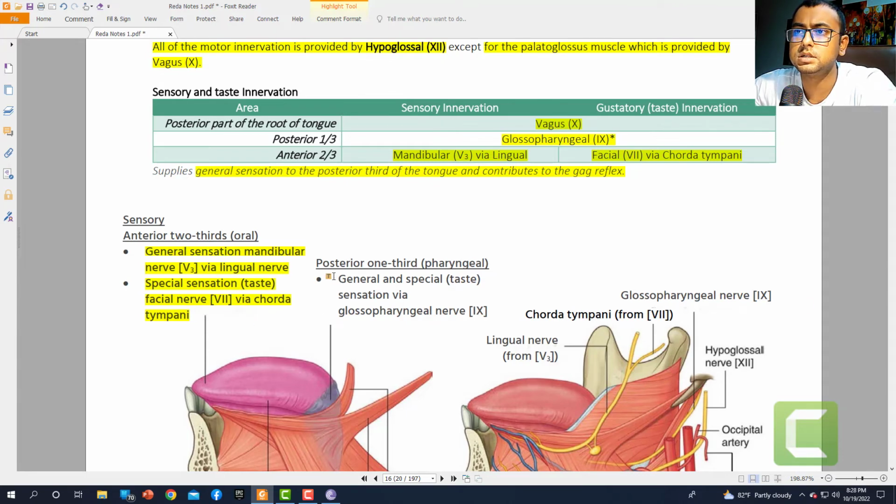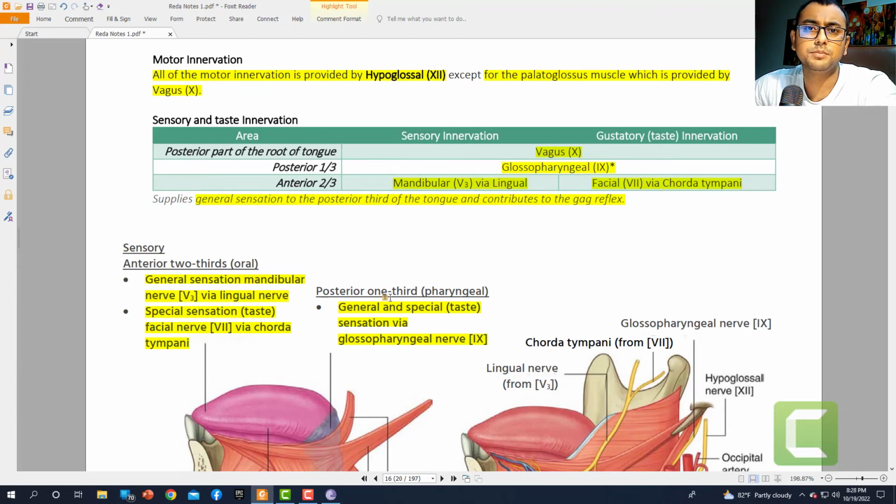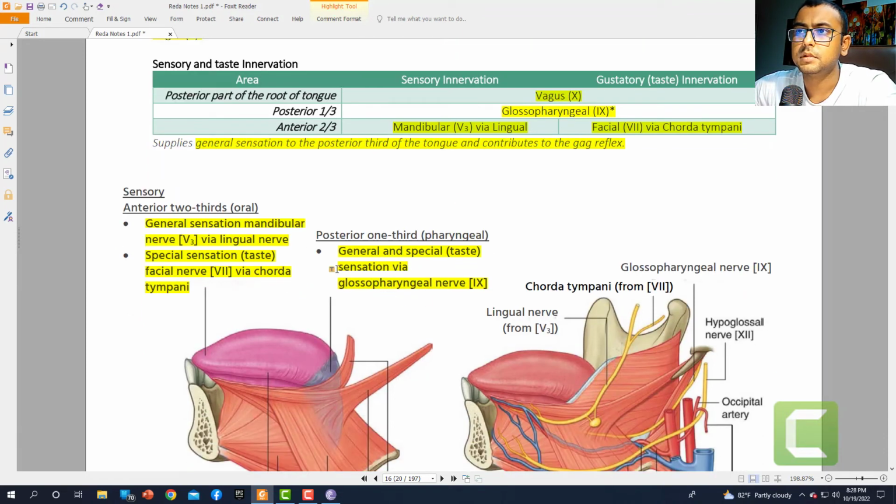And the posterior one-third is general and special taste by the glossopharyngeal nerve. This is very important. The anterior two-thirds general and special sense: general sense by the lingual nerve, special sense by the chorda tympani, a branch of the facial nerve. And the posterior one-third, that whole portion, is supplied by the glossopharyngeal nerve.